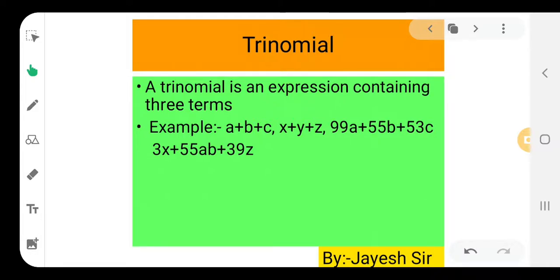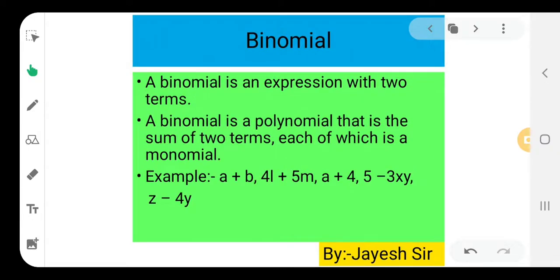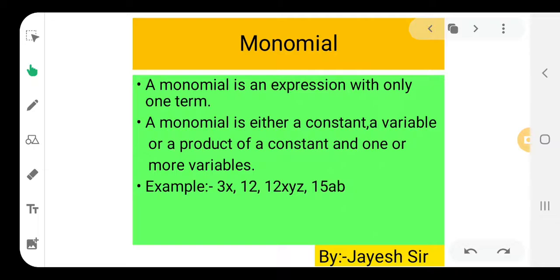Three terms added together, or three monomials separated by two signs, is said to be a trinomial. Three terms, two signs present, then it is a trinomial. Two terms and one sign present, then it is a binomial. No sign present, only one term, either a constant or a variable, then it is a monomial.